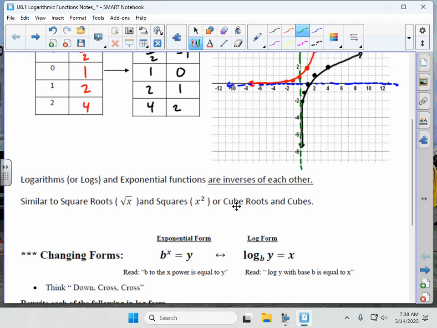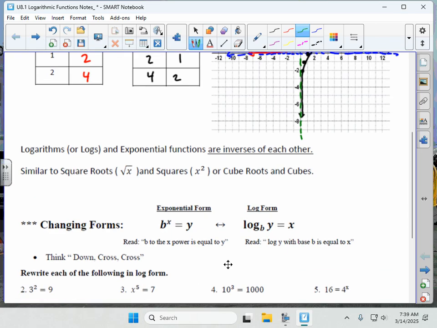So when we're solving exponential equations, we're going to be using logs sometimes, and when we're solving log equations, we're going to be using exponentials sometimes, and that's how we're going to solve them. It's similar to when we were solving a square root function. To get rid of a square root, we had to square both sides, because squares and square roots are inverses. If we were solving a problem that had x squared in it, we would have to square root both sides, because that will get rid of a square. And then similar to cube roots and cubes.